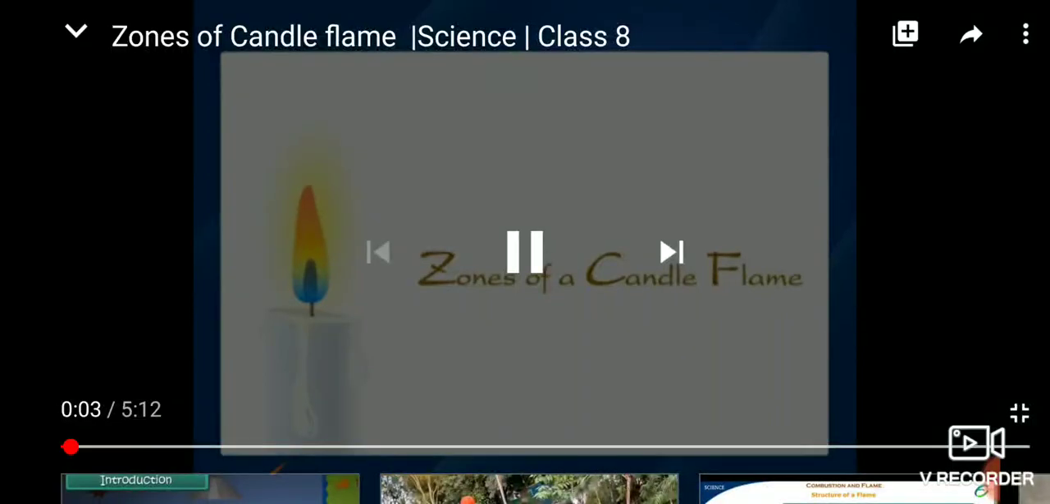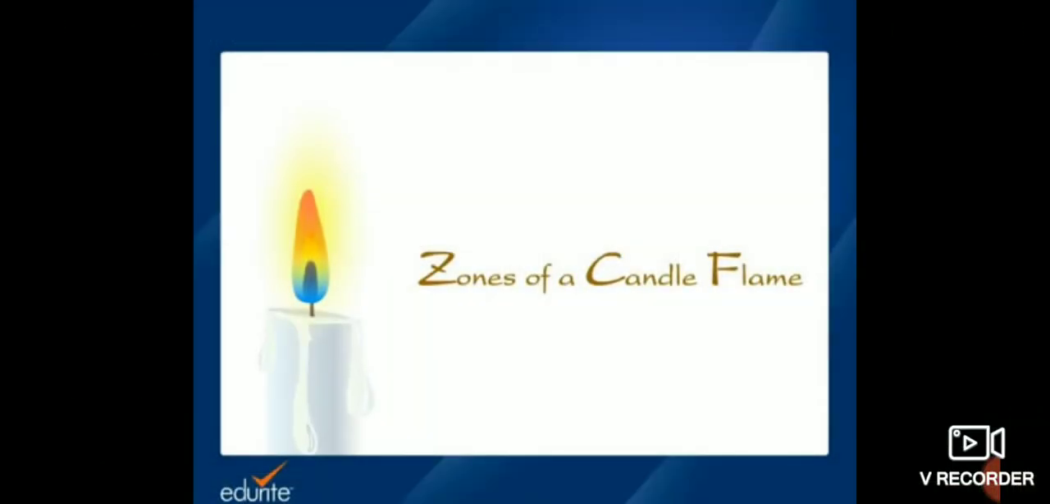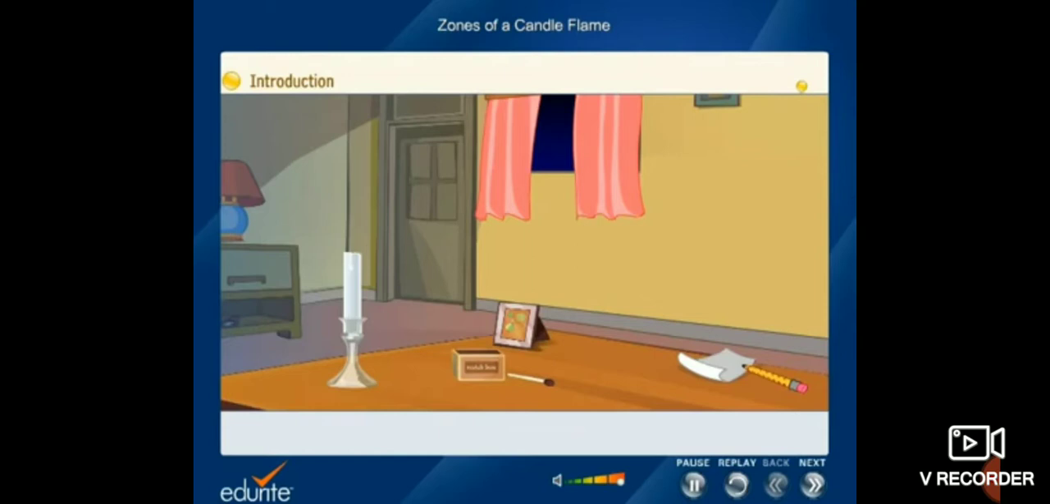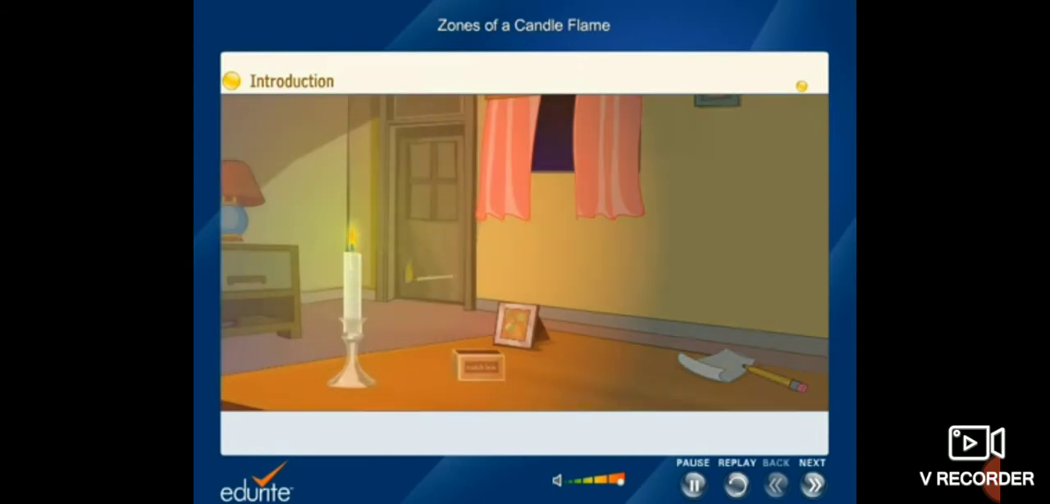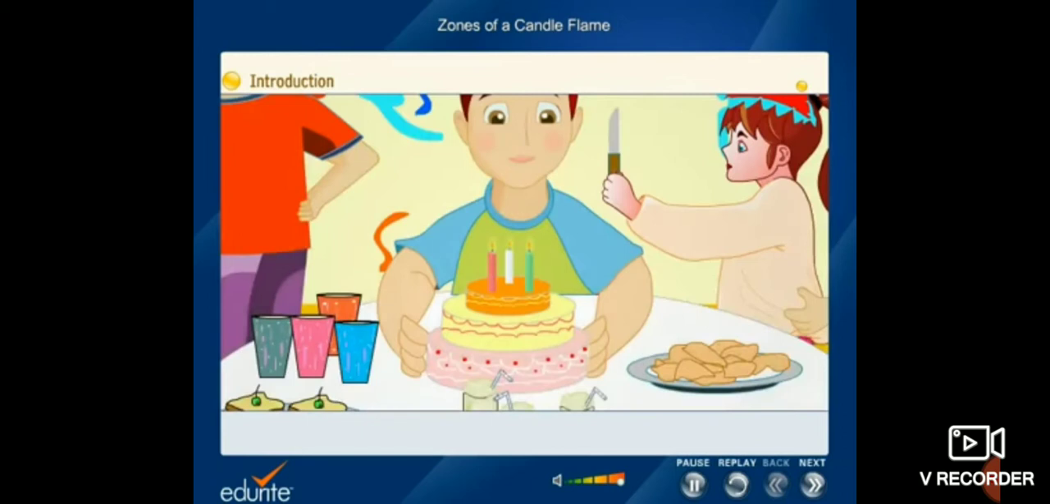A candle flame. What happens when the lights suddenly go off? We sometimes light a candle in the dark. You perhaps celebrate your birthday with candles on the cake. What lessons does the simple candle flame hold for us? Let's find out.